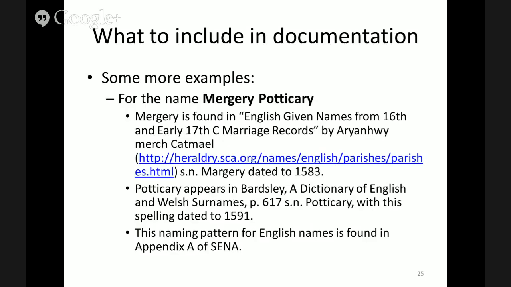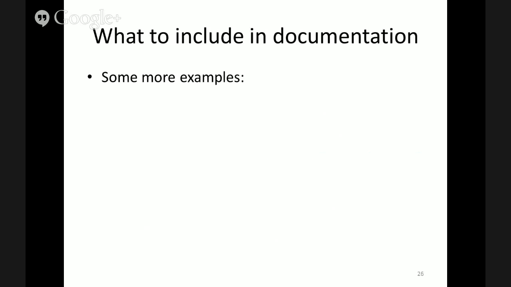That's the way Alice wrote it, which probably means it's fine. Personally, I would have been a little bit more explicit in that last sentence and would have said, you know, the pattern of given name plus surname is found in Appendix A of CINAH. That makes sense if the goal is to not make people have to look up what you've already looked up.